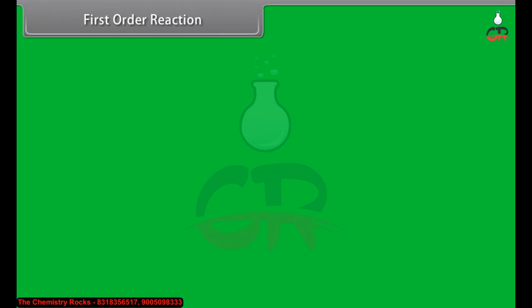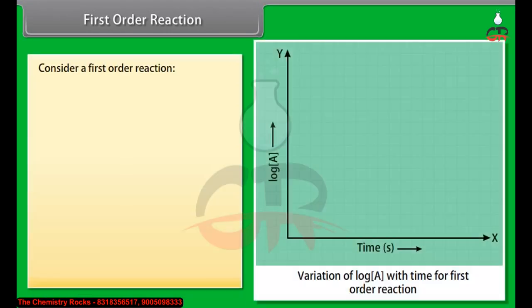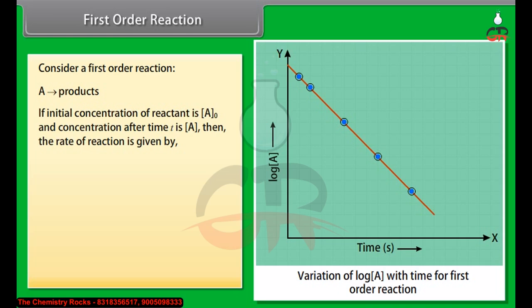First order reaction. Let us consider a first order reaction in which A is changing into products. If the initial concentration of reactants is A naught and the concentration after time t is A, then the rate of the reaction is given by minus dA by dt is equal to the product of K and A.